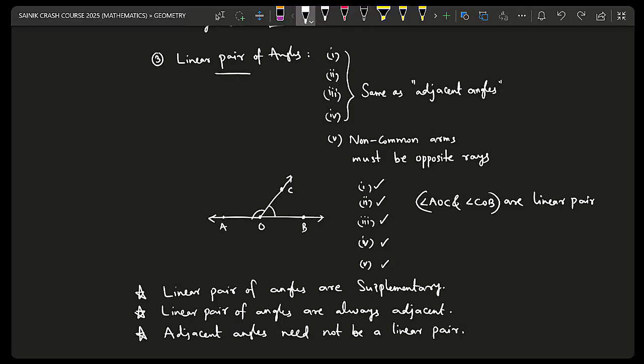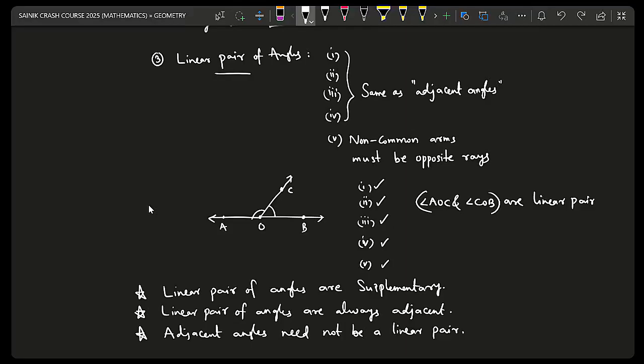Abhiday, what is your doubt? Sir, I don't understand the fifth condition, non-common arms. See, OC is called the common arm, no? Other than OC, the remaining two are called non-common arms only. Say OA is non-common, OB is also non-common, right? And the fifth condition is non-common arms must be opposite. Are these two opposite rays or not? Yes. That's why the fifth condition is satisfied.